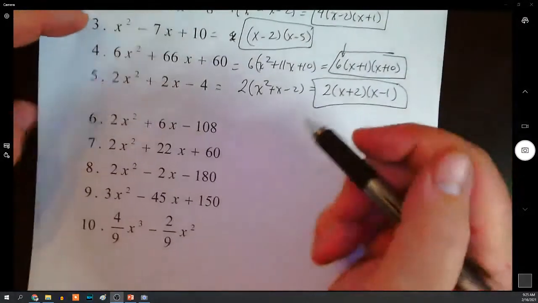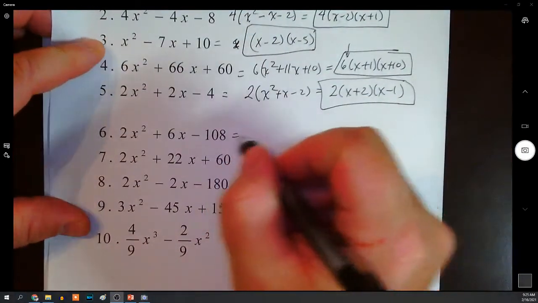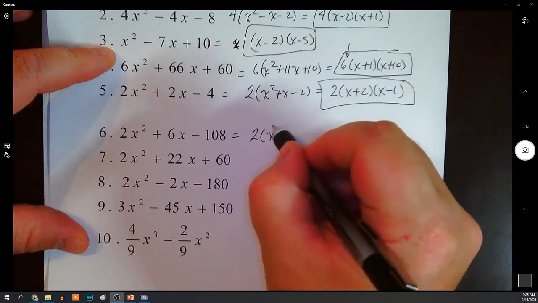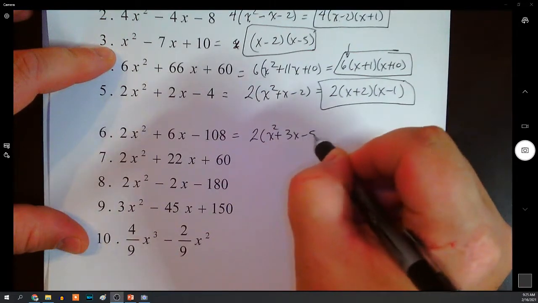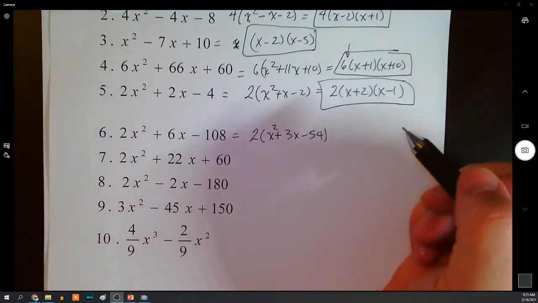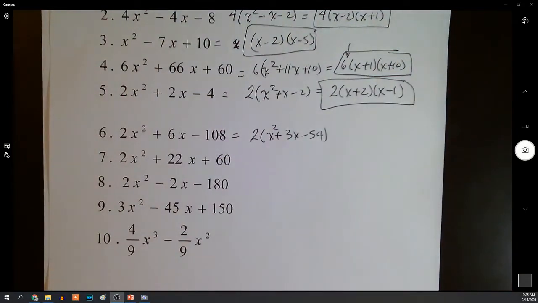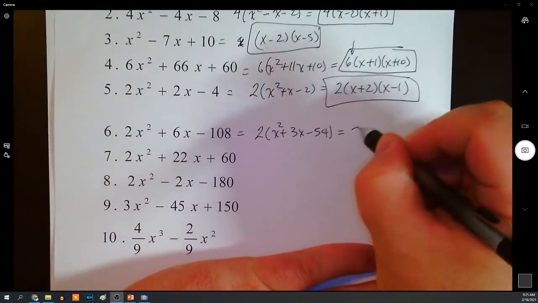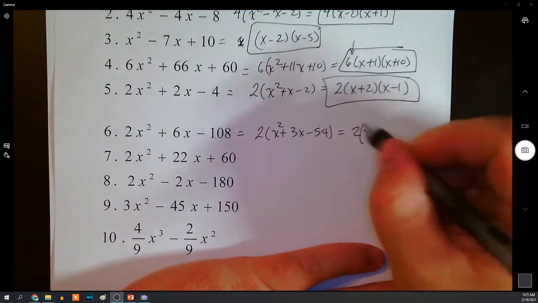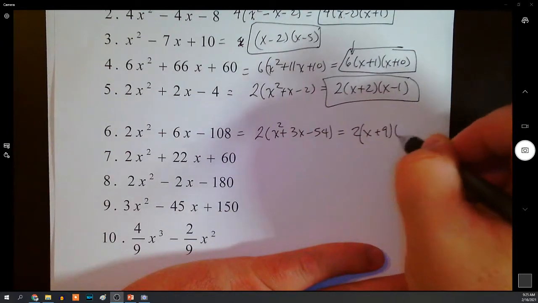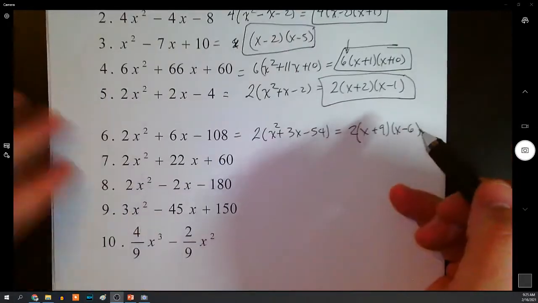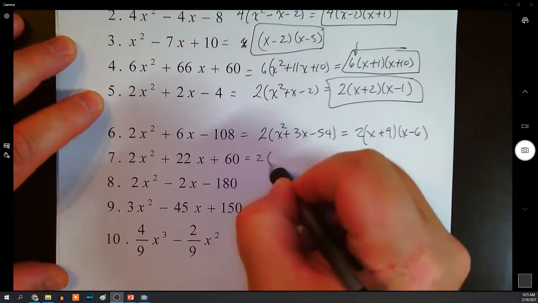Okay, now they get a little bigger number here. That's 2 taken out, right? Sorry, 3x minus 54. So what two numbers multiply to 54 and add to 3? Well, wouldn't that be 6 and 9? And the 9 is going to be positive in this case. So that would be a plus 9 and a negative 6. That's correct. So here we can take out a 2 again.